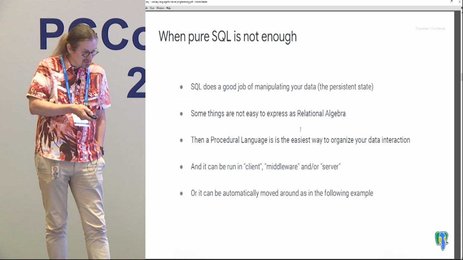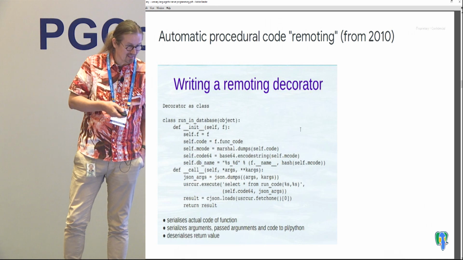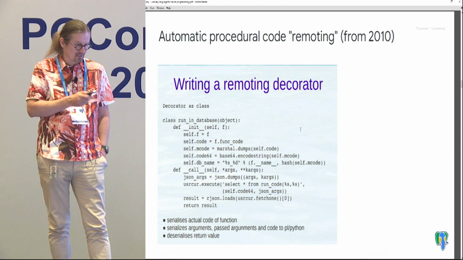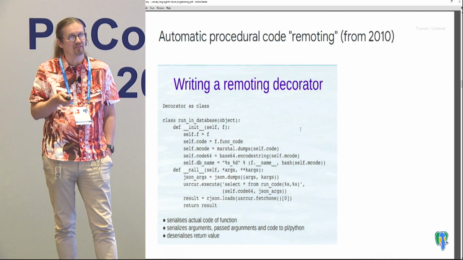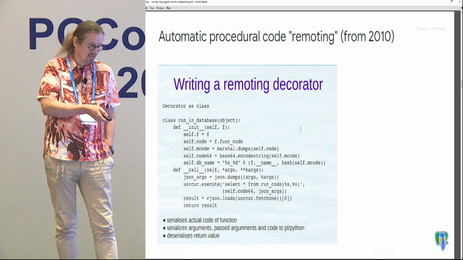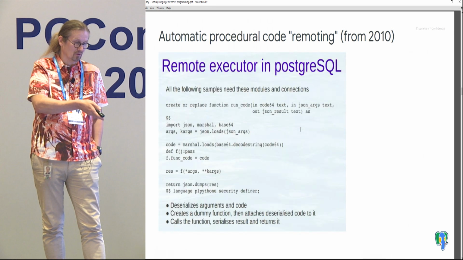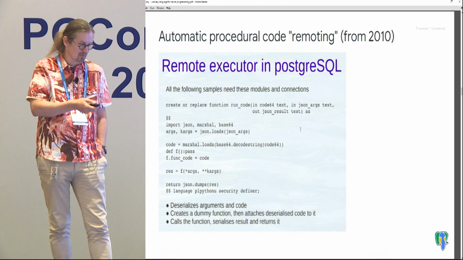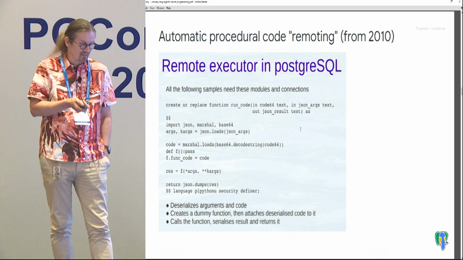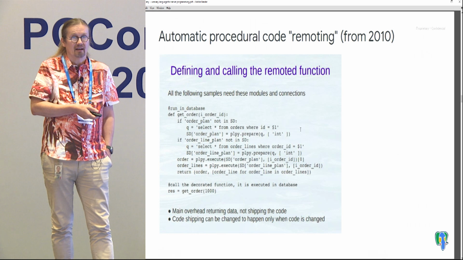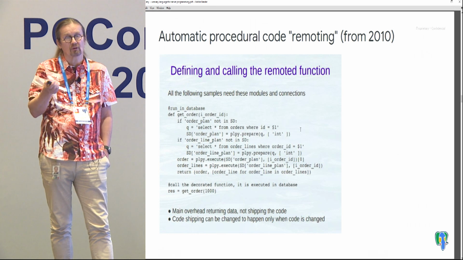So I'll quickly show something I presented more than 10 years ago at a conference, where I wrote a decorator that took a Python function. Then it took the bytecode from the Python function and sent it to a PL/Python function in the database, which unpacked the code, got the arguments, put the unpacked code into the function it generated, ran the function, and returned the result. And the decorated function looks like this.